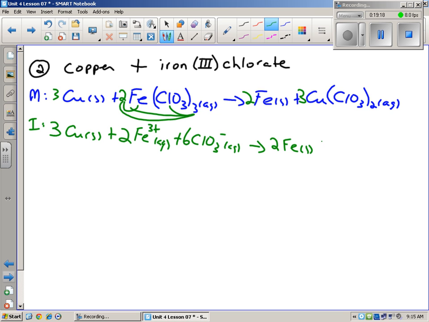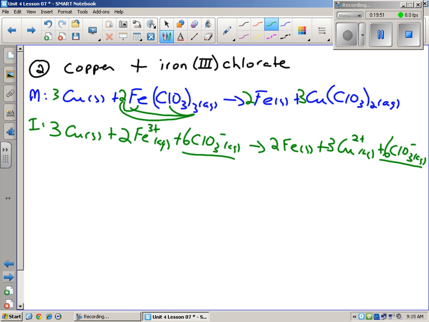Once again, don't forget, no charge, not part of an ionic compound, just a metal by itself. Okay. And then we get our copper 2 plus here, and our chlorate here. So 3 coppers, 3 copper 2 pluses, and of course, once again, 3 and 2 is 6 chlorates there. In single replacement reactions, you'll get 1 spectator ion. So that is the only thing that's exactly the same on both sides, the 6 chlorates.